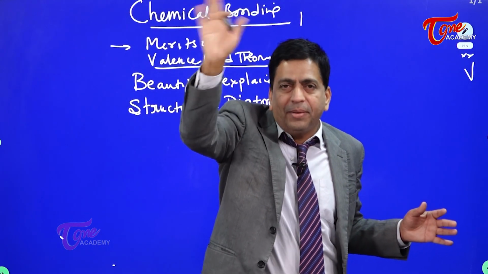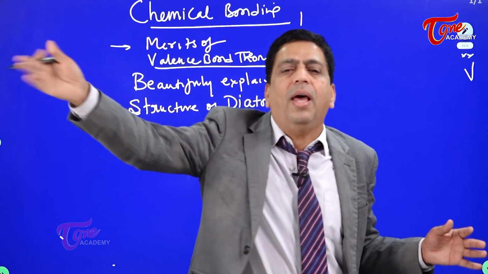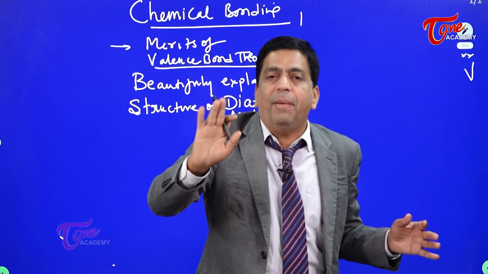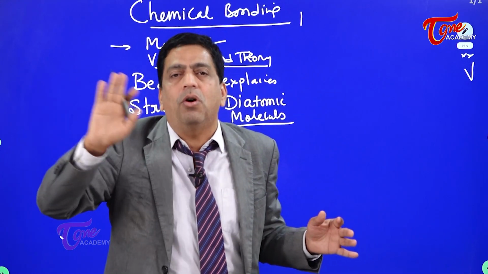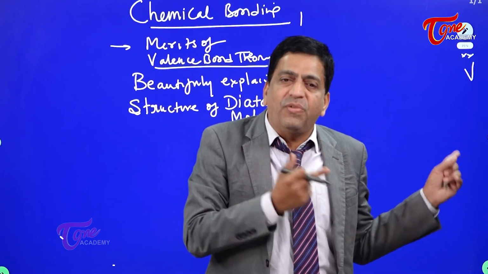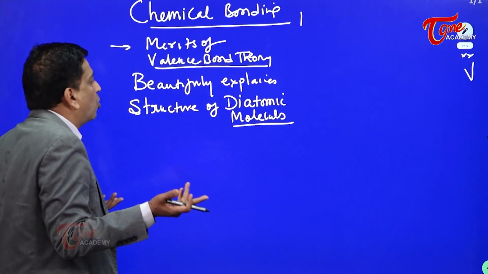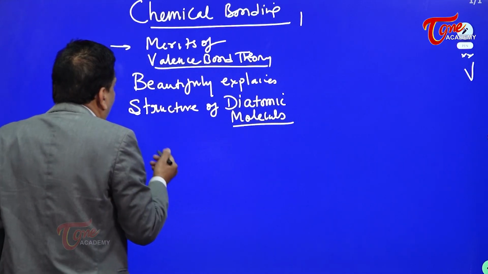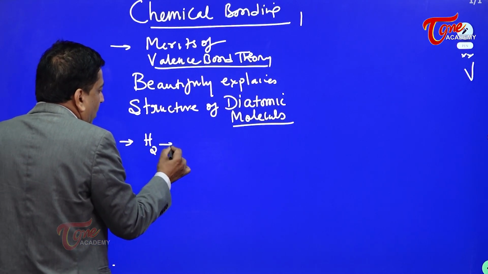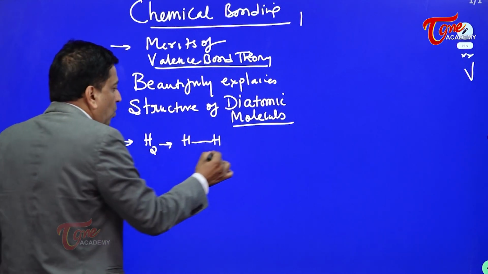Atoms don't overlap. It is the atomic orbitals inside the atoms that overlap. This concept of overlapping will be continued, extrapolated for all the theories to come. But this fellow has restrictions. He beautifully explains the structure of what? Diatomic molecules, like the hydrogen molecule, which has a single bond, beautifully explained.